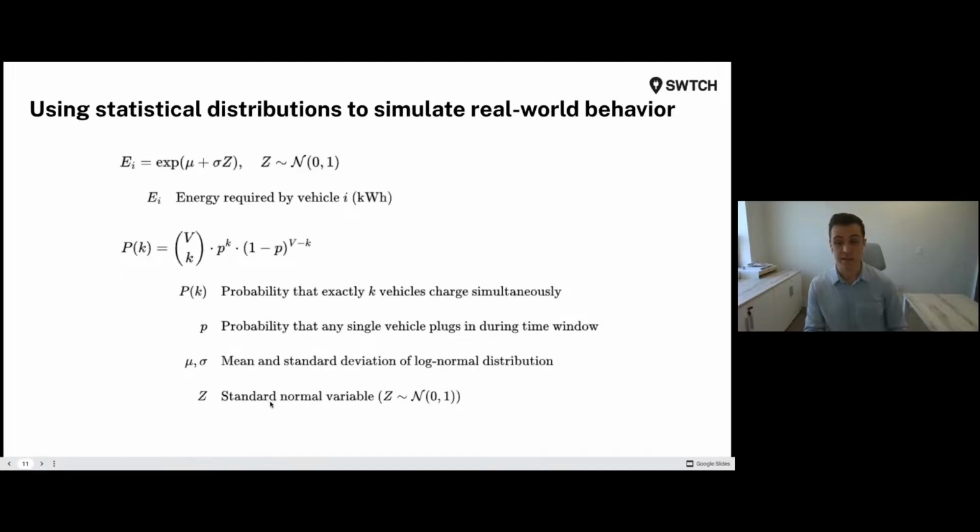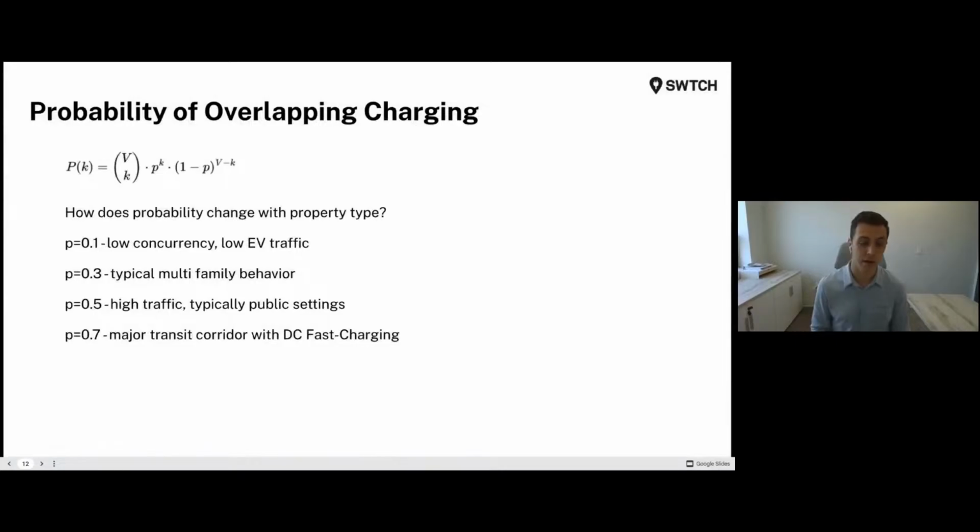And then finally, the distribution, Z. So our variables are how we tweak this equation based on the input of the property. So if we're expecting low traffic, low concurrency, our probabilities to influence the distribution tend to be closer to 0.1, versus on the higher end where you have a lot of traffic, let's say it's a public or DC fast charging corridor, our values are closer to 0.7.